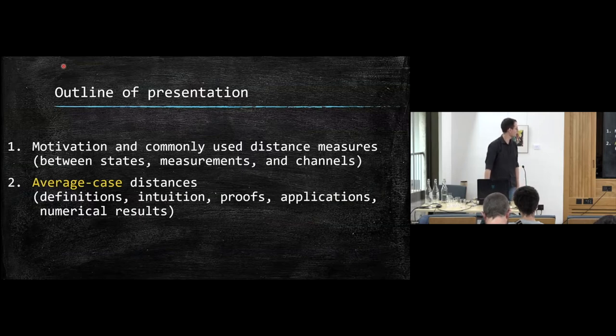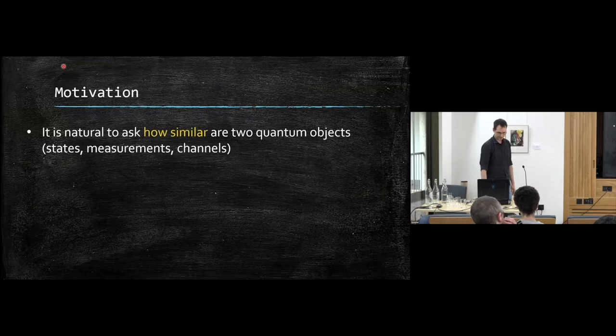I will start by just recalling what are the commonly used distance measures and what they mean physically, and then I go to those distance measures that we proposed with a bunch of conceptual points, not a lot of math, I suppose. So the motivation is kind of straightforward: to consider distances between quantum objects. By quantum objects, I mean states, measurements, and channels.